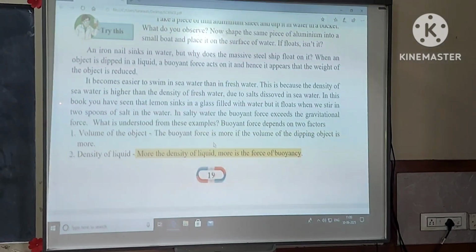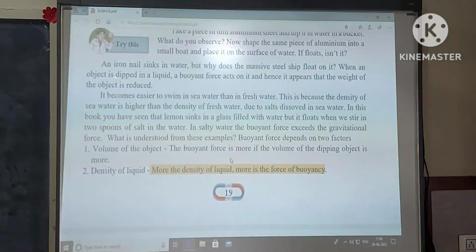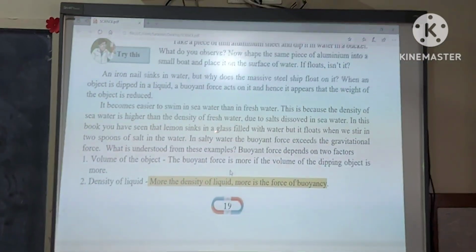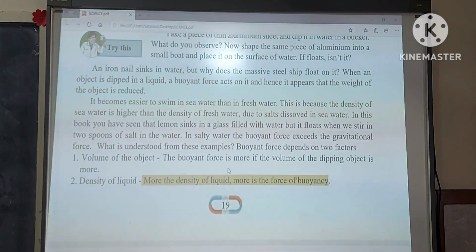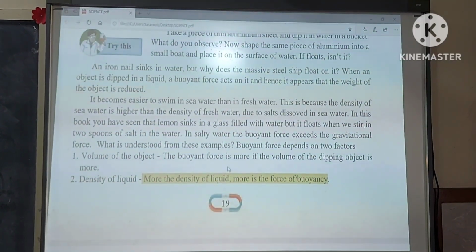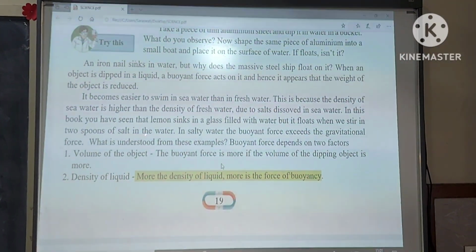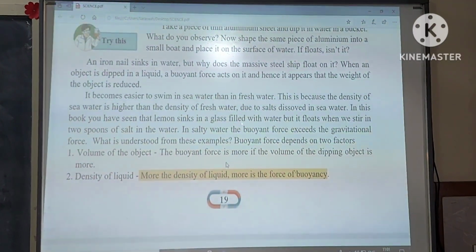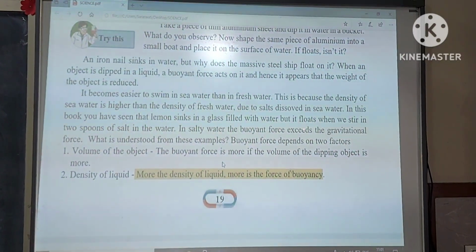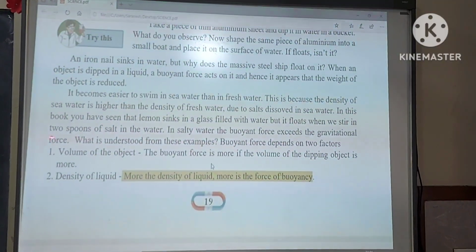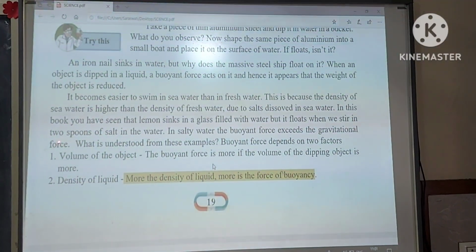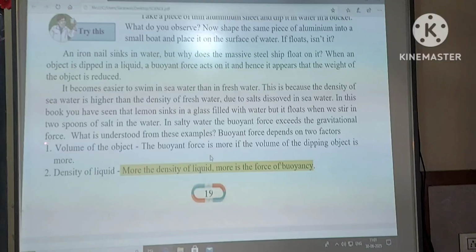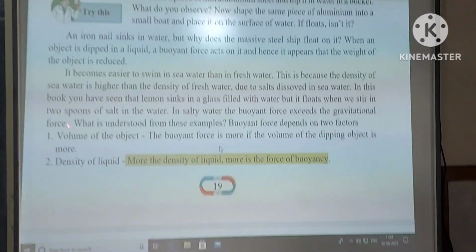In this book, you have seen that a lemon sinks in a glass filled with water, but it floats when we stir in 2 spoons of salt in the water. In salty water, the buoyant force exceeds the gravitational force. So, we are going to conduct this activity now over here.